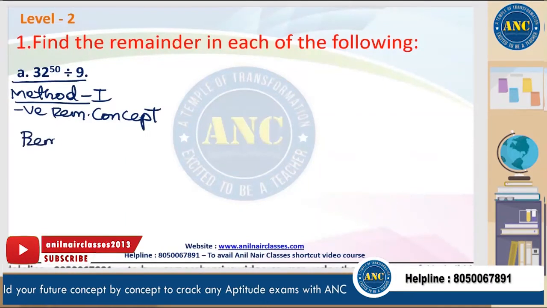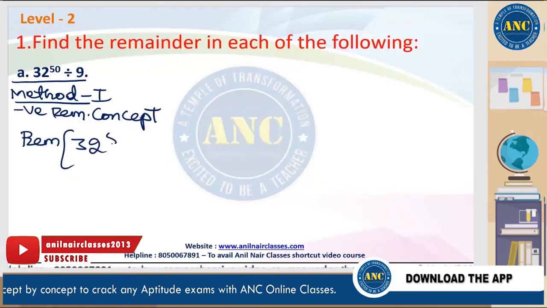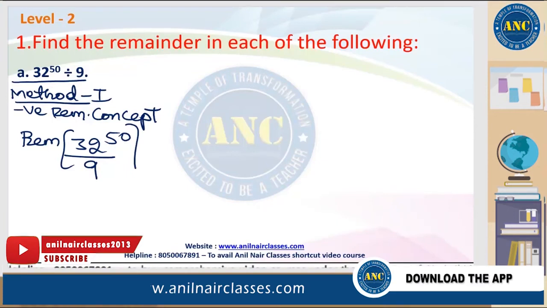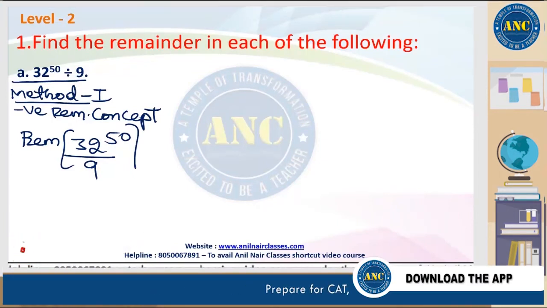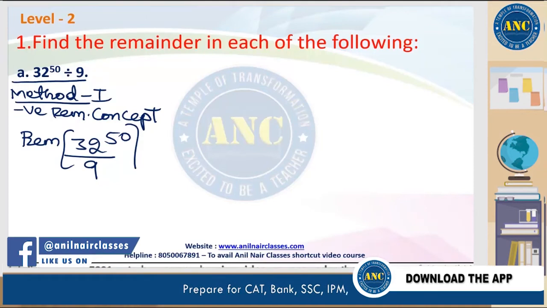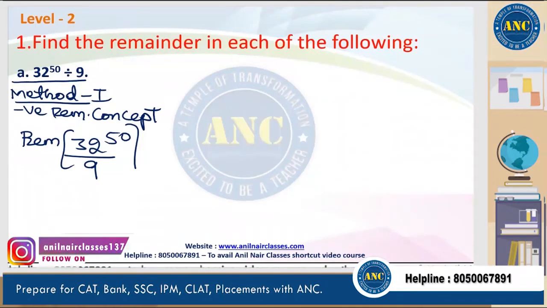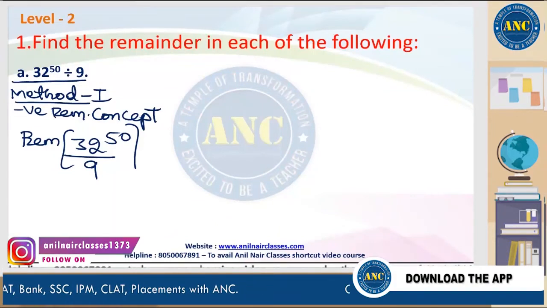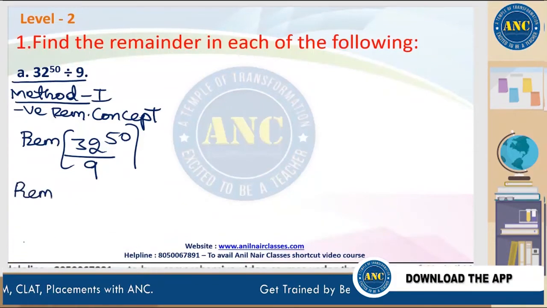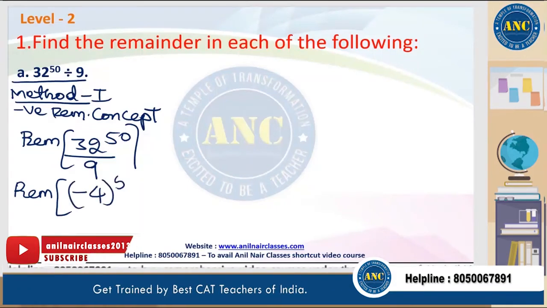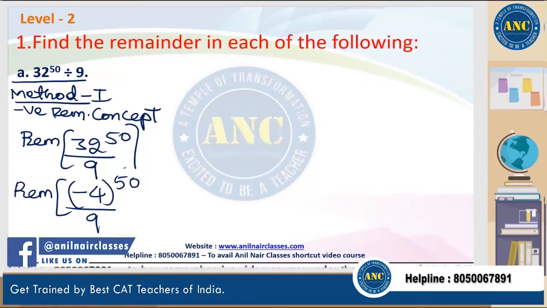Now, if you see remainder, 32 power 50 divided by 9. Forget about the powers. First divide 32 by 9. 9 3s are 27, remainder is 5. So 9 4s are 36, negative remainder is minus 4. Either you can use plus 5 or minus 4. Both will give you the answer. I am more interested in minus 4 power 50 divided by 9.